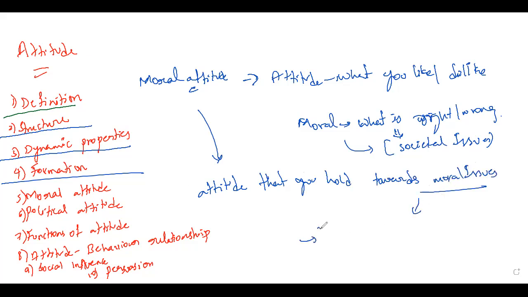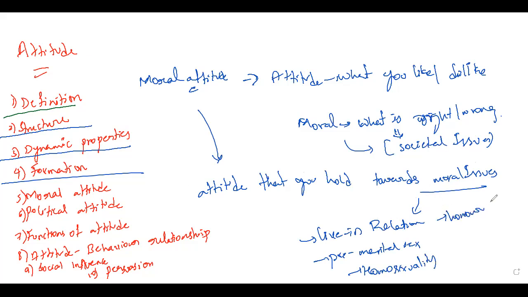For example, your attitudes towards live-in relationships, premarital sex, homosexuality, honor killing, capital punishment. So this is called moral attitude.